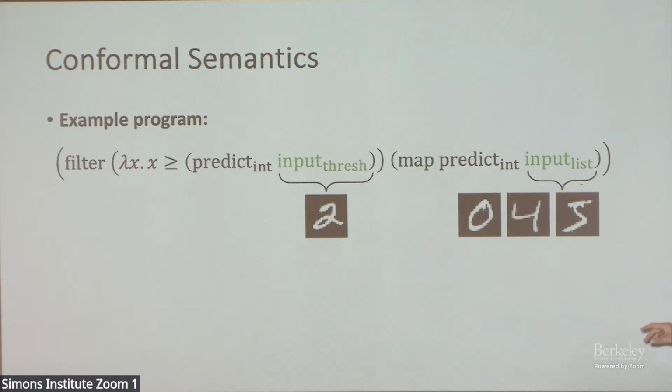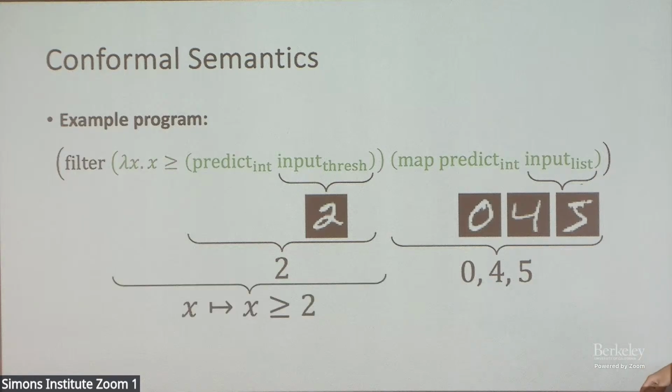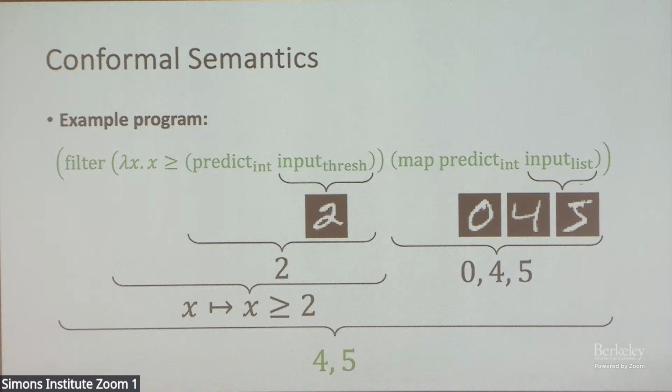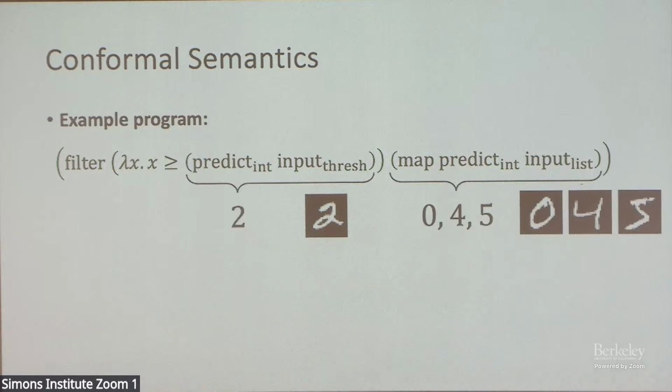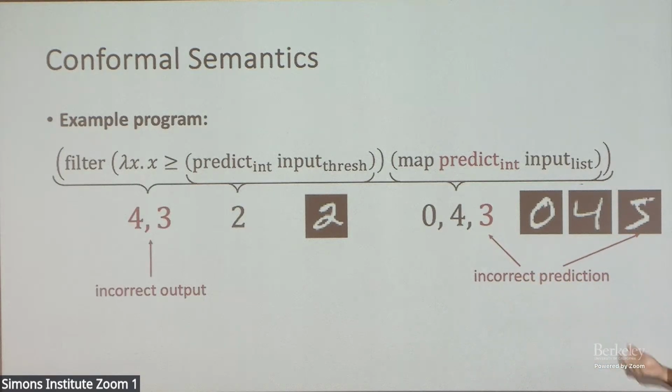Okay, so here we see we're going to first predict that that's 2 using a neural network. We're going to predict that this is 0, 4, and 5. And then when we execute the filter, we just get 4 and 5 left. Okay, so a very simple program. But what if the neural network makes a mistake? So instead of 5, it mispredicts this as being a 3. Then we're going to get the wrong output, obviously, right? So what are we going to do with this?